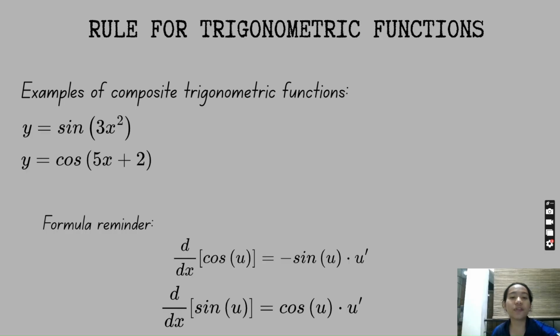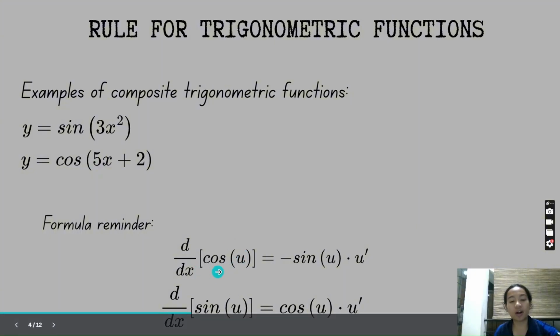Now we have our rule for trigonometric functions. Here are examples of composite trigonometric functions. We have y equals sine of 3x squared and y equals cos of 5x plus 2. Now these two trigonometric functions are very applicable for the chain rule since we see composite functions. This here is our outside function and this here is our inside function, the outer and the inner function. Now we are reminded of the formula.